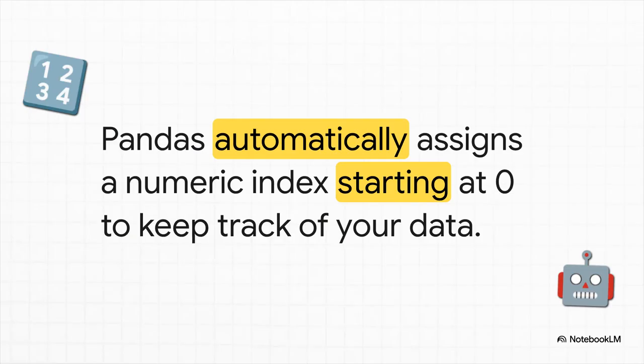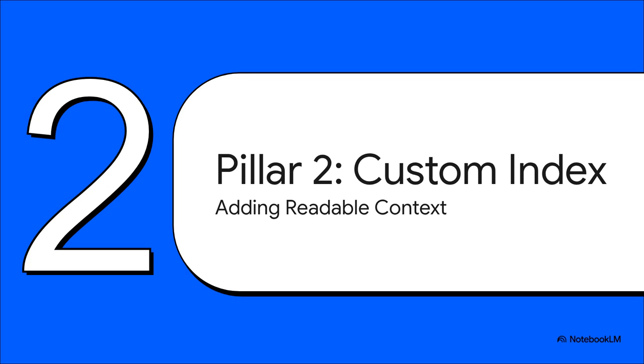Now look a little closer here. See those numbers on the left, the 0 and the 1? Pandas just adds those for you automatically. That's the default index, and it's basically just a way to keep track of each item's position. It's helpful, but we can do a lot better. And that leads us perfectly into our second pillar, custom indexing.